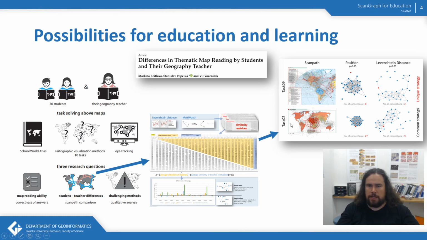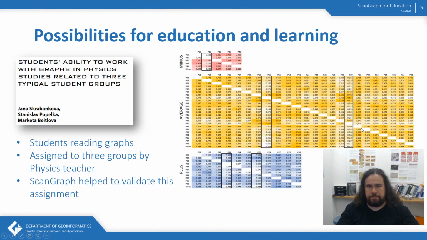In contrast, in task 02, the teacher used a very similar strategy to the students, so she's connected with many of them. In the second study, we compared students reading graphs in physics, and these students were assigned to 3 groups by a physics teacher. And ScanGraph helped us to validate this assignment. You can see it here.